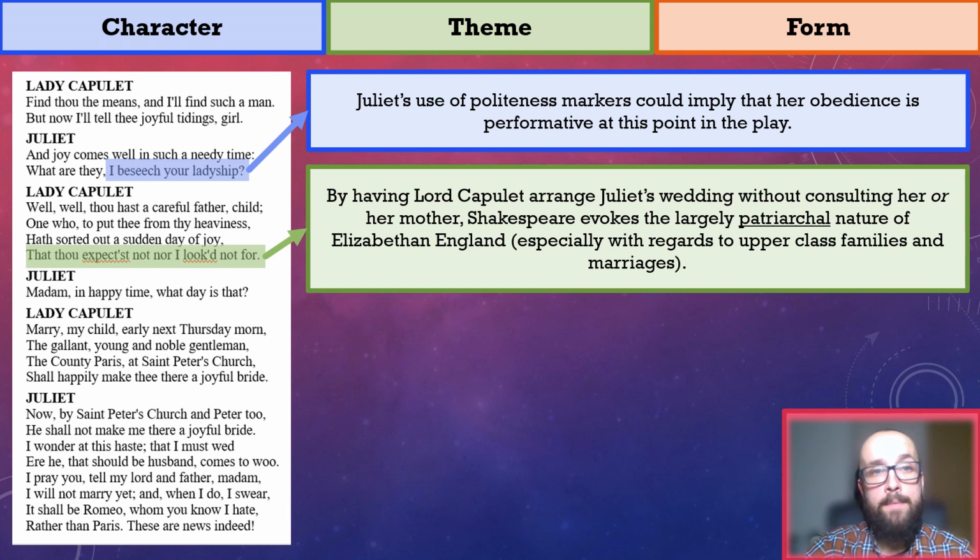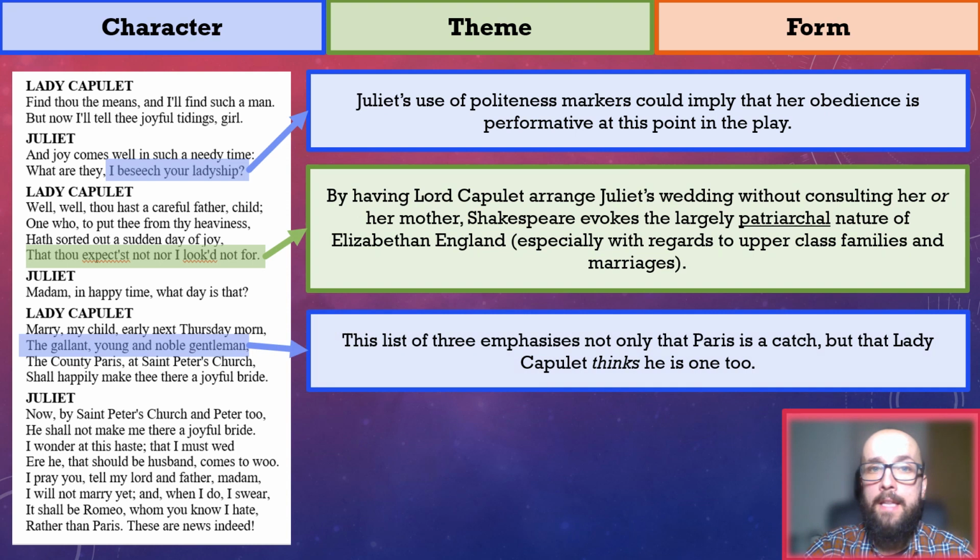Now, when Lady Capulet describes Paris, she uses a list of 3 positive adjectives that not only reveal that Paris is a catch, but that Lady Capulet thinks he is a catch as well. As with elsewhere in the play, it seems that Lady Capulet certainly approves of Paris as her potential son-in-law.